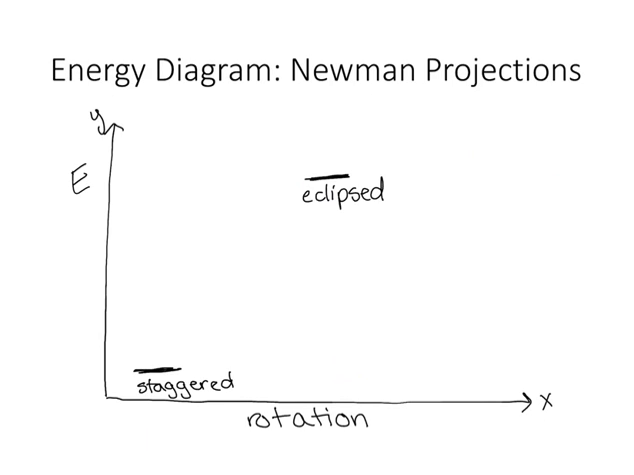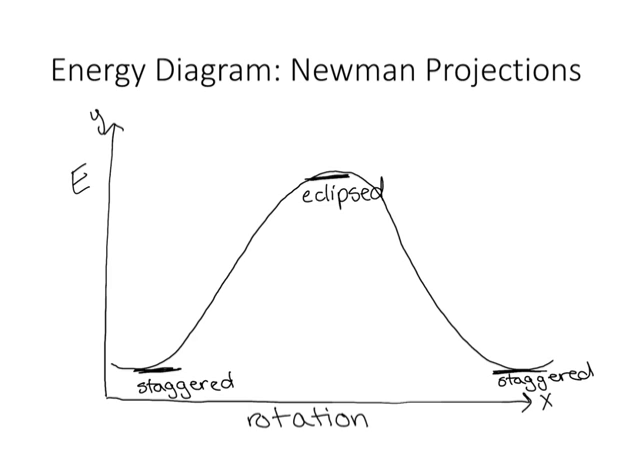So on this diagram, if we rotated it again, we'd have another staggered conformation, which would be low in energy. So our diagram actually starts to look like a sine or cosine wave, where we're going up and down between staggered and eclipsed.